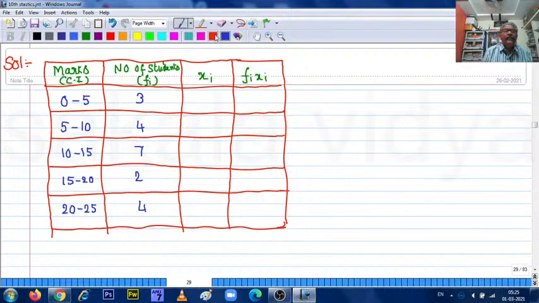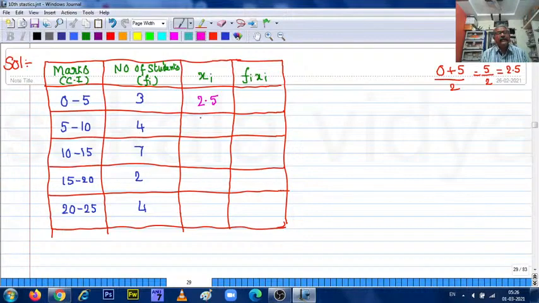How to find the mid value? Let me explain. First 0 plus 5, and divide by 2. You get 5 by 2, that is 2.5. So the mid value is 2.5. Next, very simple. The difference, 5 minus 0, is 5. Just find the mid value of the first class, enough. The remaining you get by adding the difference 5, 5, 5. That is called the class size.